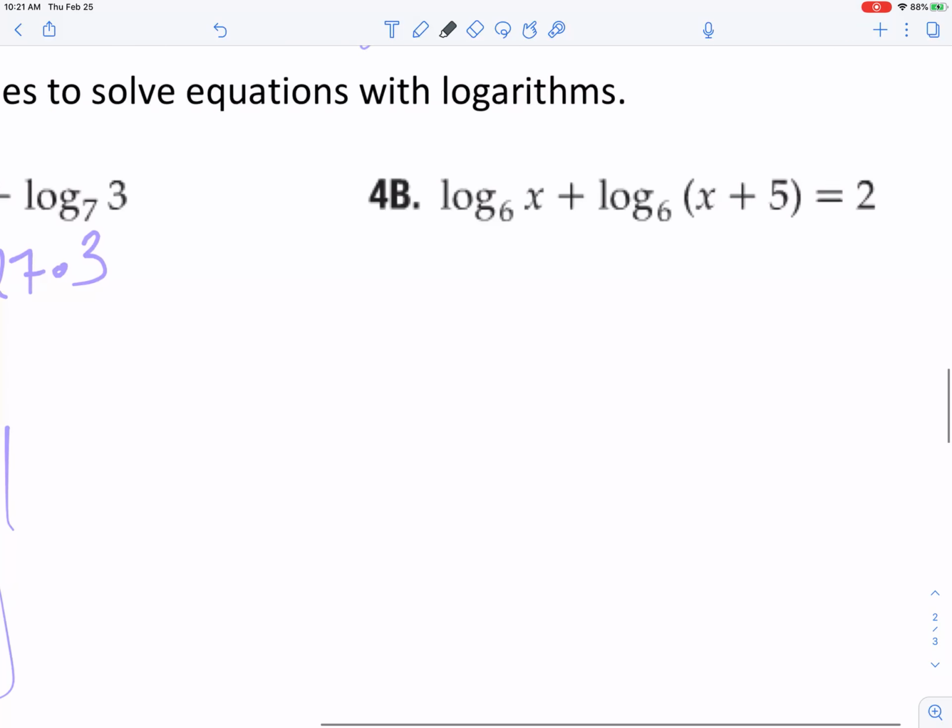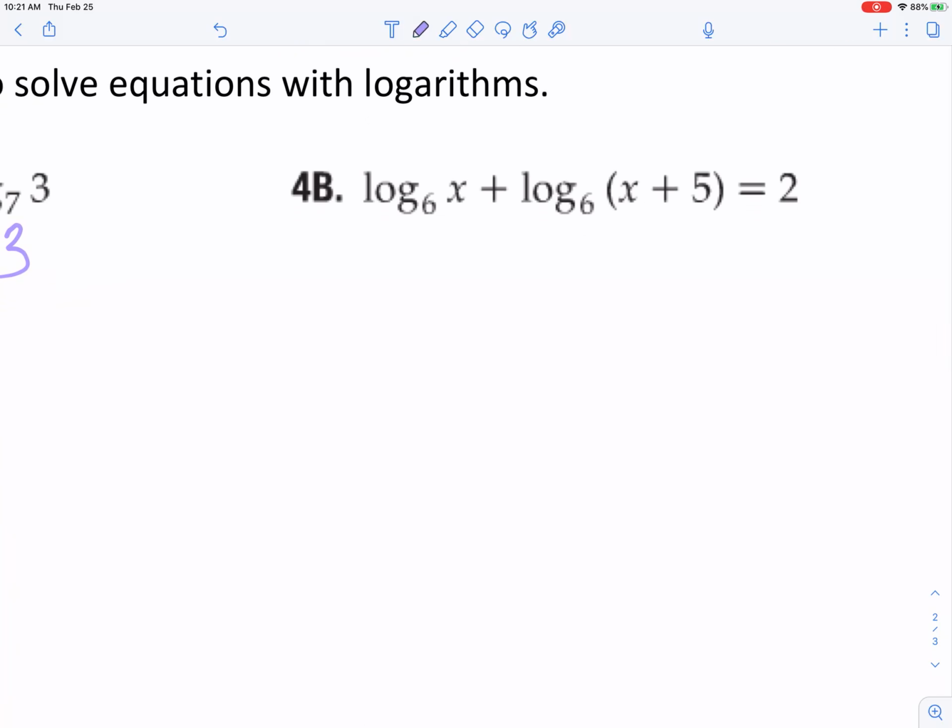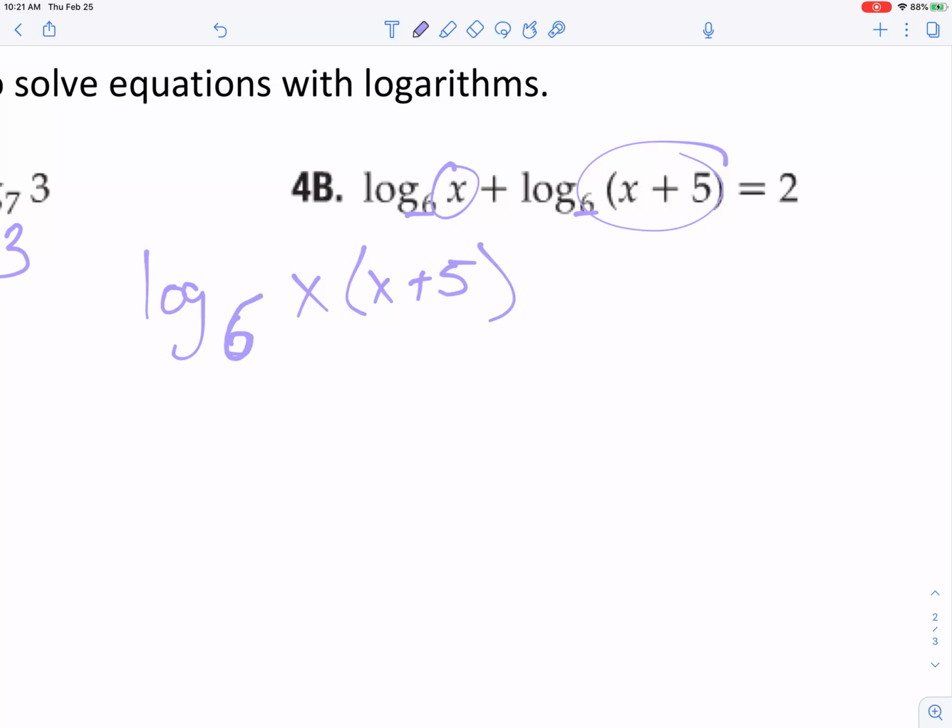Let's try 4b. The way 4b looks is, again, same base, so I can combine these items. x parentheses x plus 5. Sorry, those should have a log base 6. I got ahead of myself a little bit, didn't I? Equals 2. Ooh, I don't have a log on each side this time. Oh no, what do I do?